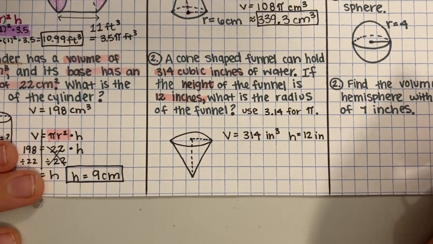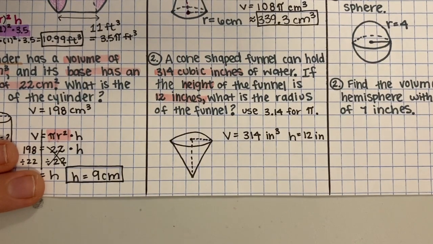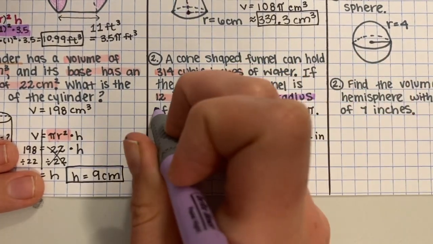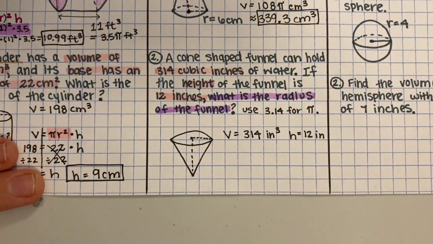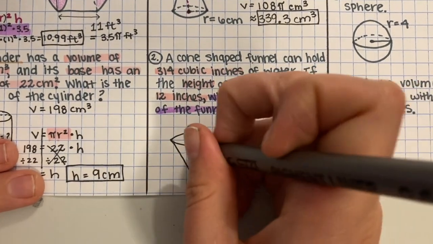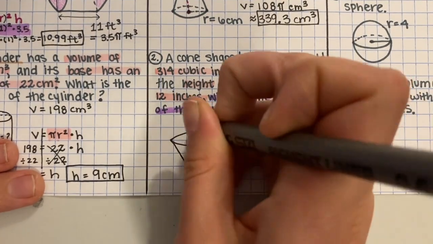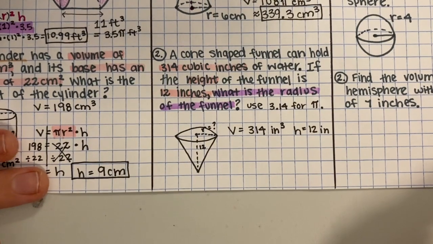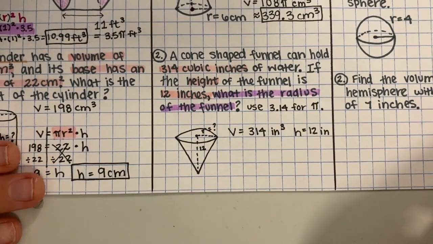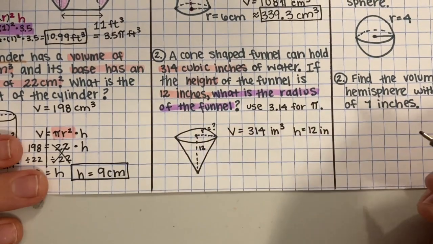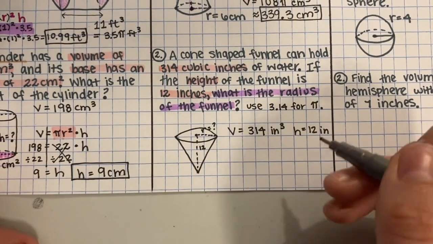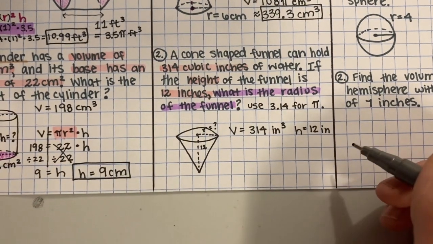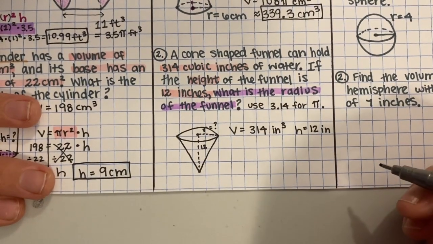What is the radius of the funnel? So that is what I am looking for. It's my unknown. So I know the height is 12 and I'm looking for the radius. This is a little bit more complicated than when we were solving the cylinder problem because we're going to have to work backwards and deal with a square root. So stay with me. Okay.